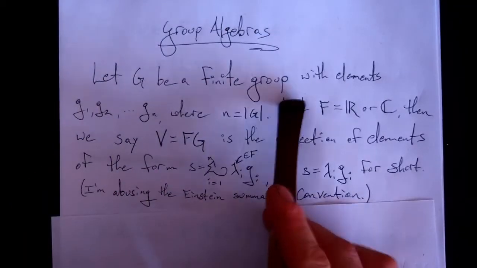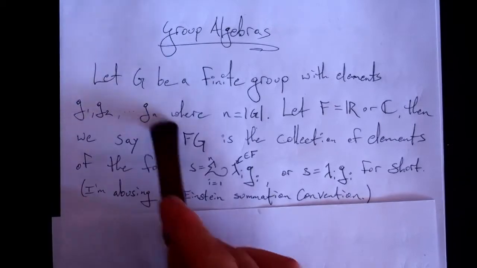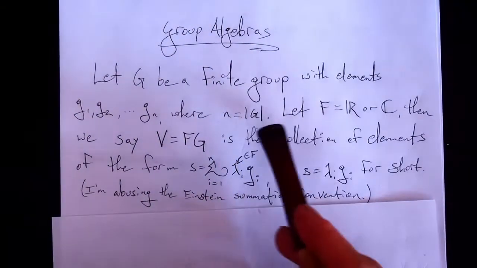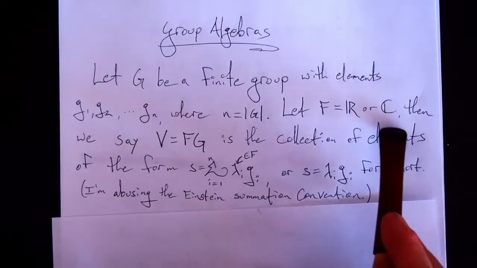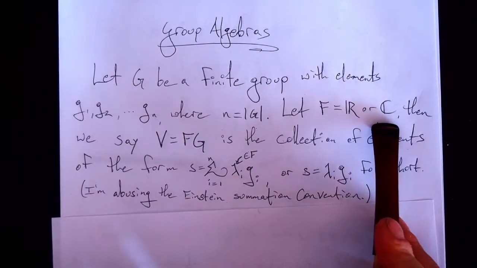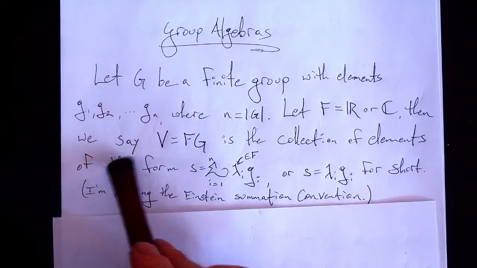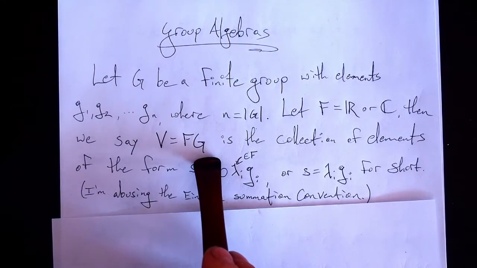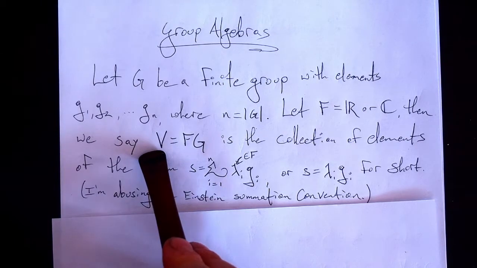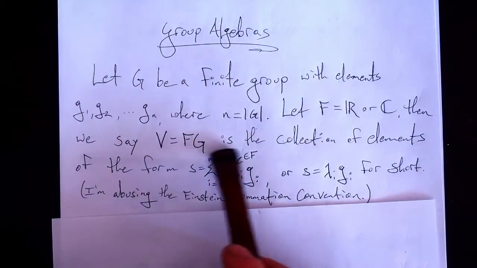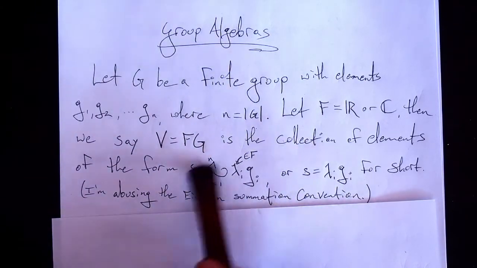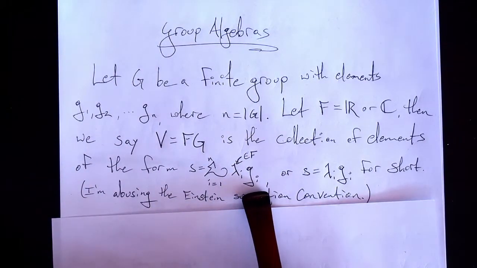Let G be a finite group with elements G1 through Gn, where n is the order of the group. And then let our field be the real numbers or the complex numbers, because we're not masochists. Then we say that V is called FG, right? Our field and our group. We call it V because it's going to be a vector space. And we say that V is the collection of elements of this form. That's just a linear combination of group elements.